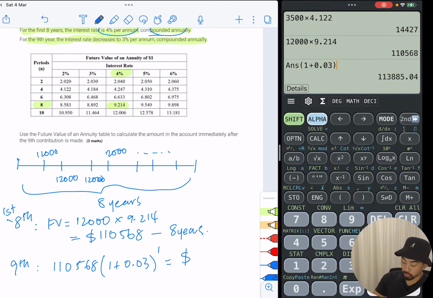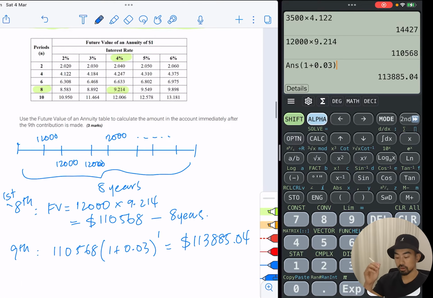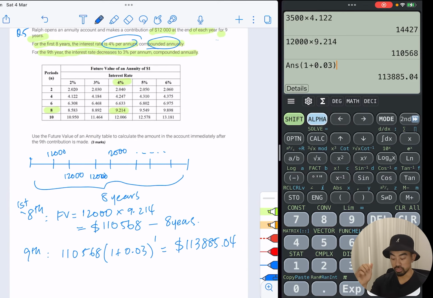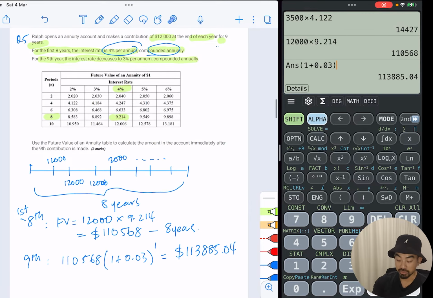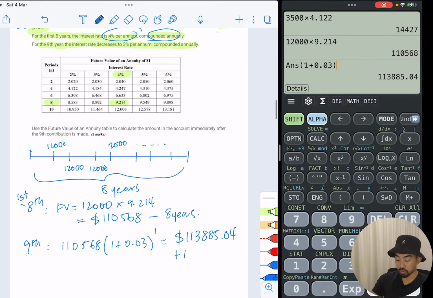So that's equal to 885.04. Now we're not done. So this is a tough question. I'm almost there, because we're not done because he makes the $12,000 at the end of each year, right? So that means we need to add on another $12,000 to this amount. So plus 12,000.